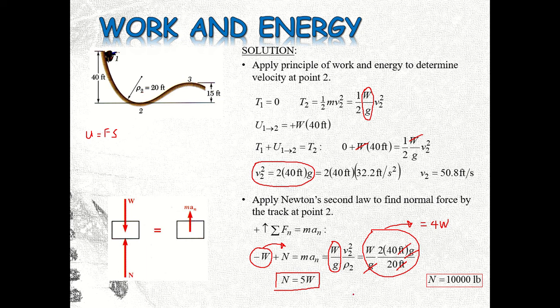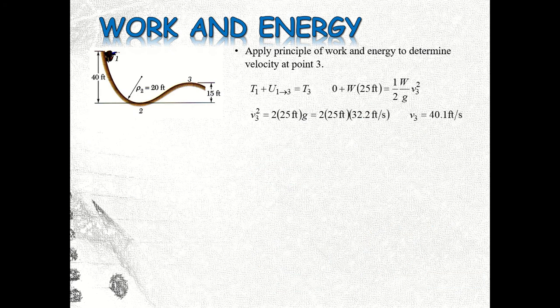Okay, so I hope you were able to understand the explanation, class. Next, we apply the principle of work and energy to determine the velocity at point 3. To find the velocity at point 3, we have to use this expression, class. We have the kinetic energy at point 1, plus the work from 1 to 3, equal to T3.